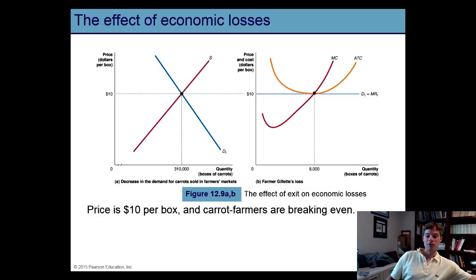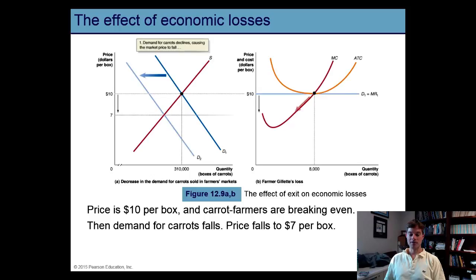Now let's suppose the demand curve in the market shifts to the left. Let's suppose that demand in the market decreases. As a result, the new equilibrium price in the market is only going to be $7. So the individual firms will maximize profits by producing where price equals marginal cost.